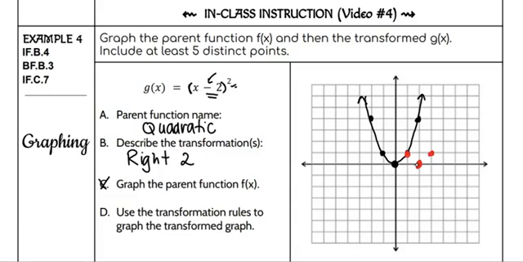Now I can also just say, hey, there's no vertical stretch or shrink. I can just recopy the parent function, but I will keep moving each of these in 2 places to the right. And now as you can see, here is my new function, g.